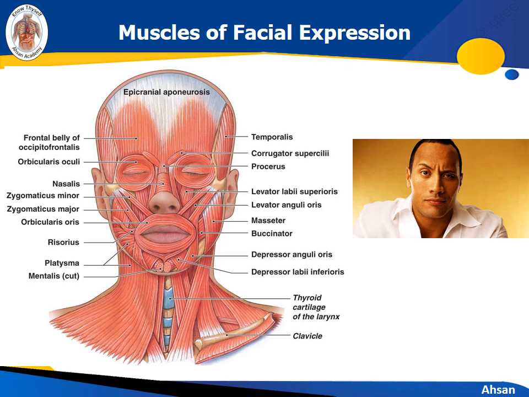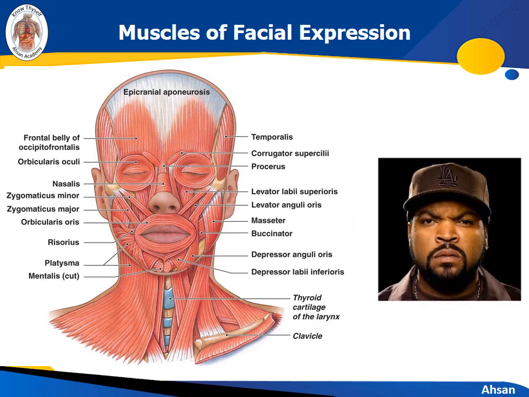This person has some wrinkles vertically in the midline above the nose, between the eyebrows. This is done by the corrugator supercilii. Look at the forehead: you can see that both eyebrows are elevated. This is done by the frontal belly of the occipitofrontalis muscle together with the corrugator supercilii, which increases the wrinkles.